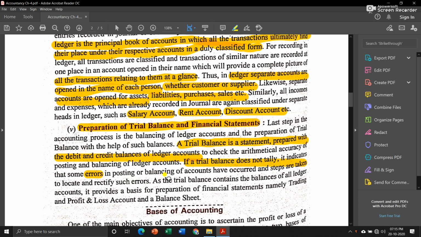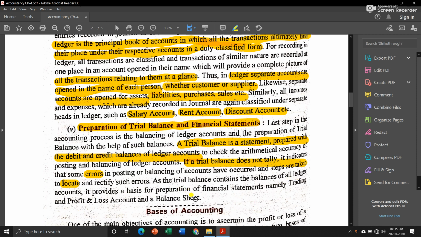then if you have found out that there is some error, then what you have to do is to locate that error and you have to rectify. As the trial balance contains the balances of all ledger accounts, it provides a basis for preparation of financial statements, namely trading and P&L account and a balance sheet.